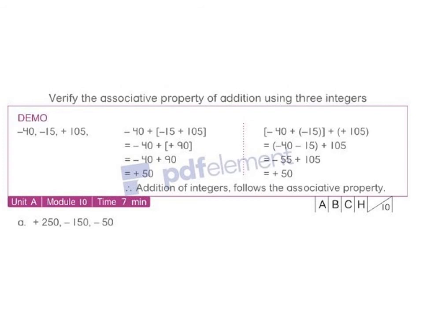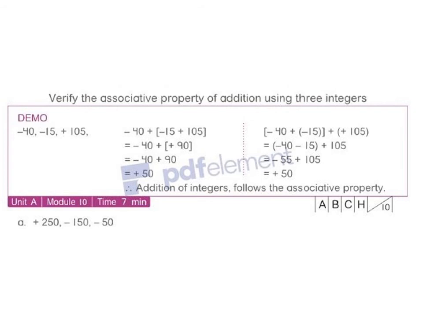So in the first part, what they are doing is they are adding minus 40 with the sum of minus 15 and 105. That means they are adding 105 and minus 15 first. By doing that, they got 90. Now they are adding 90 with minus 40, which gives us plus 50.